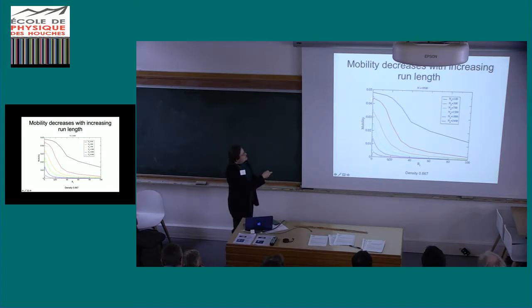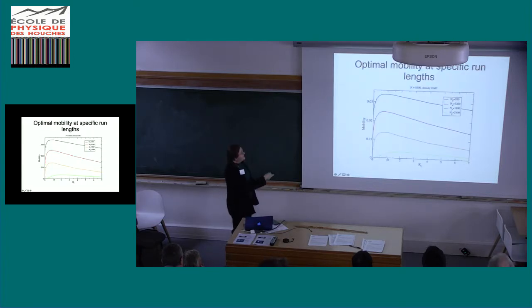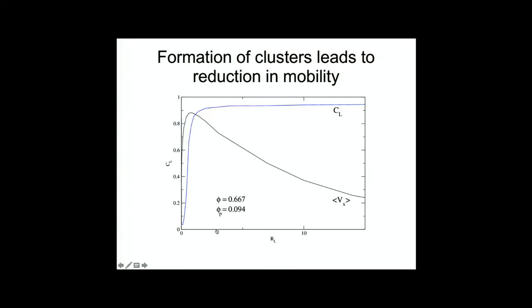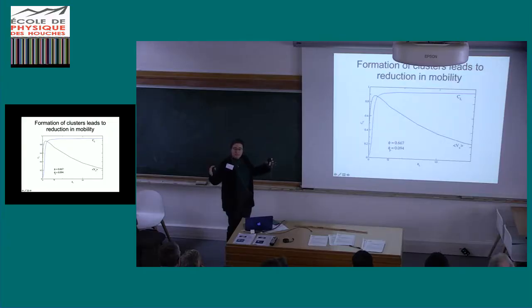But it's not monotonic. If you look closely, you'll see that actually there's a peak in the mobility. So initially they have an easier time getting through, and then as we make their correlation length longer, they have a harder time getting through. Well, what's happening is it's correlated with their ability to form these clusters.